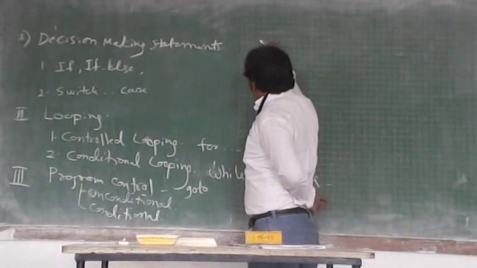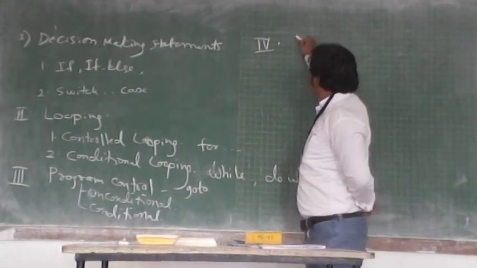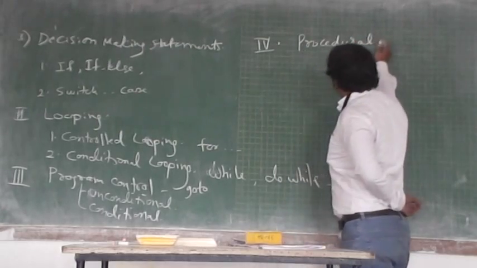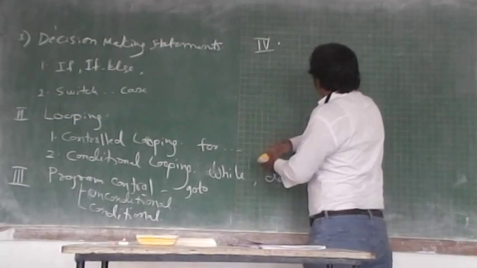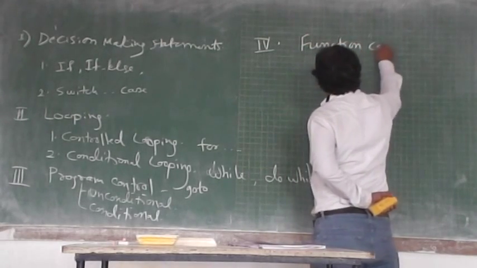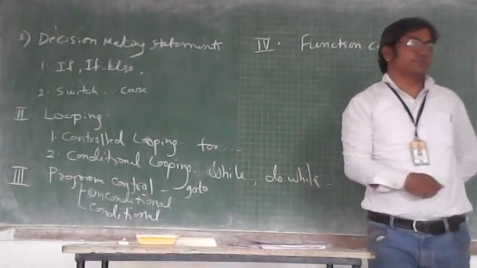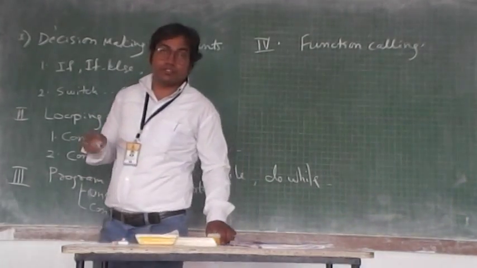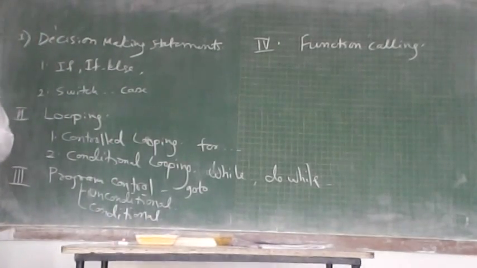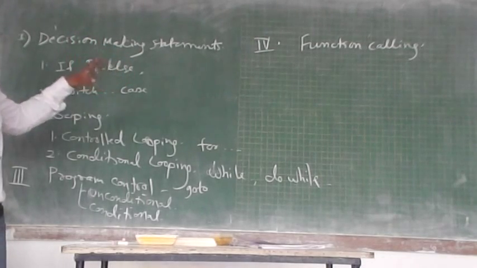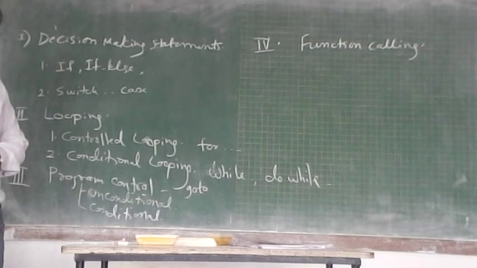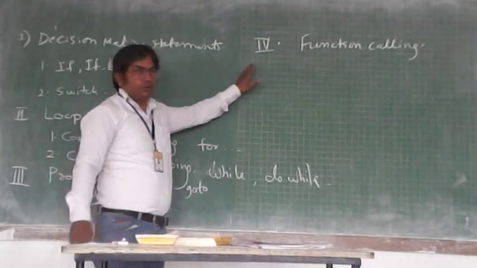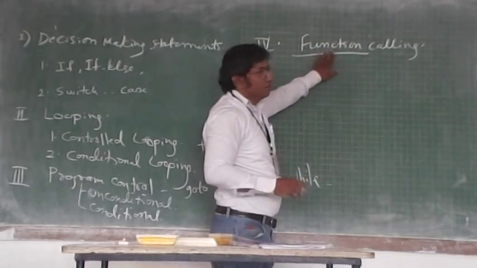Then the fourth ability is function calling. If you remember, function calling. The processor supports calling functions. Your main program or some programs can call another part of your program. That calling is supported by the processor. That is why there is a tool available in the C language to work with this ability.